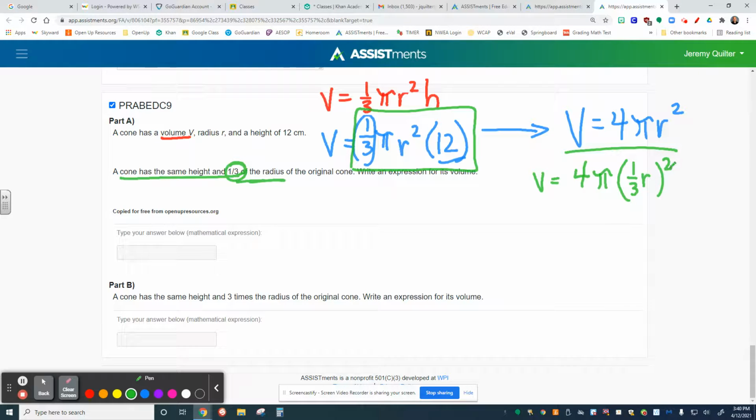You'll notice that I put 1/3 of r in parentheses. That means 1/3 of the radius will be squared. So now after we simplify with that exponent, we have 4 times pi. The r squared is still the same thing, but I'm going to pull this part out, where now we have 1/3 to the second power, which actually ends up giving us this.